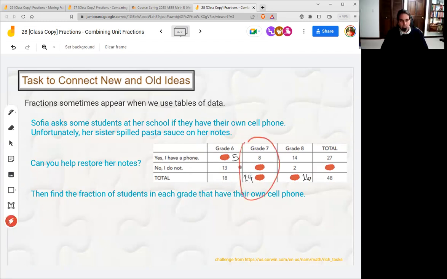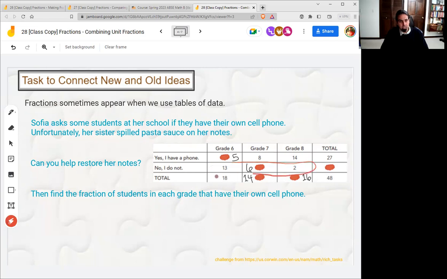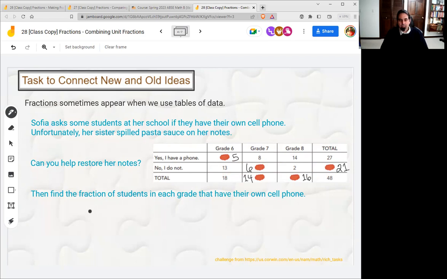Okay, now we can do this one. Six. And then if we go this way, 13 and 6 and 2 makes 21. So that's a great kind of test question. Tests love this kind of thing. Everyone okay with our setup?